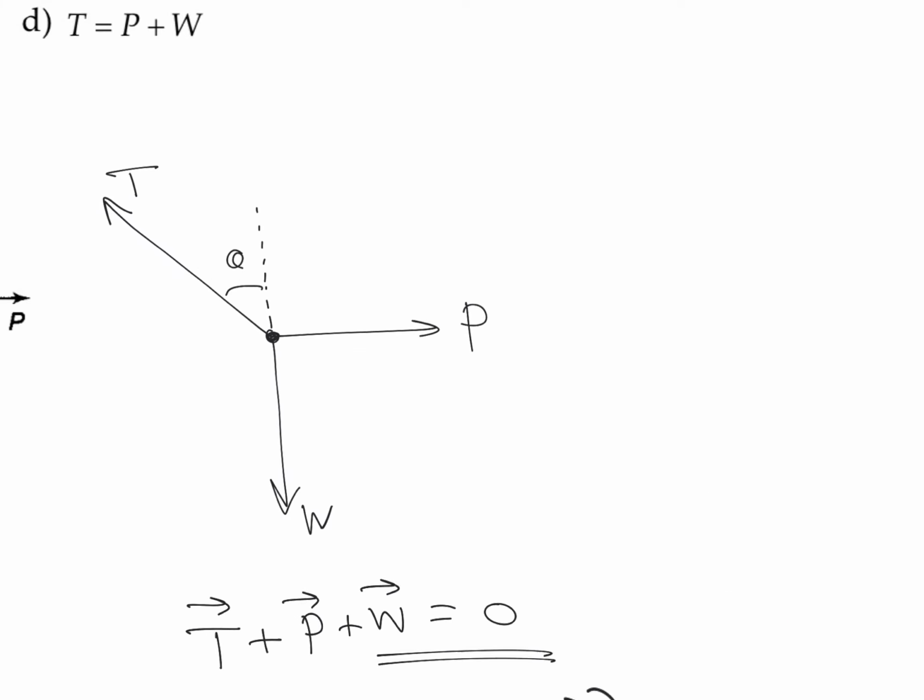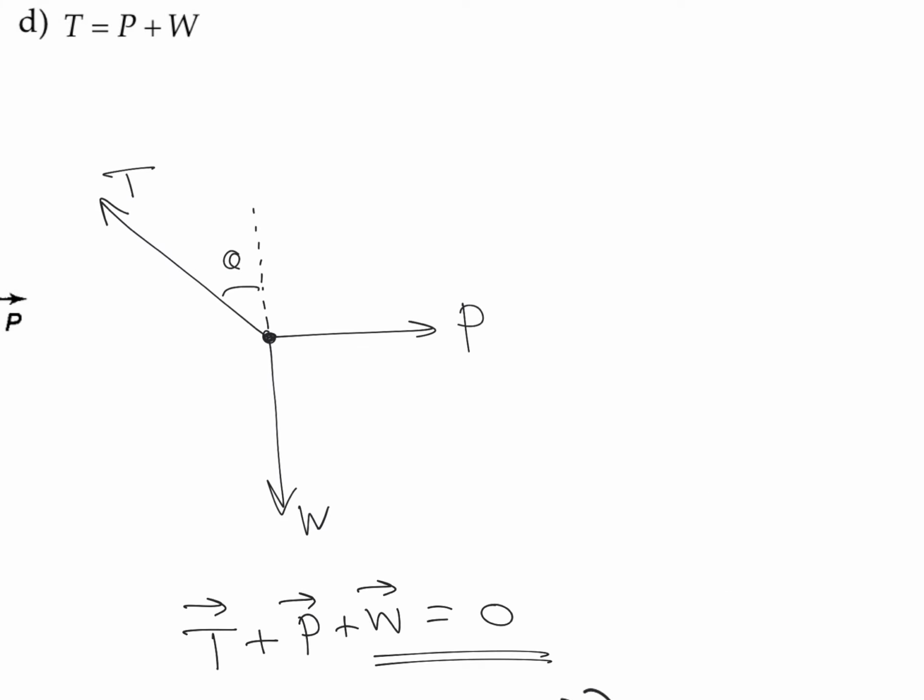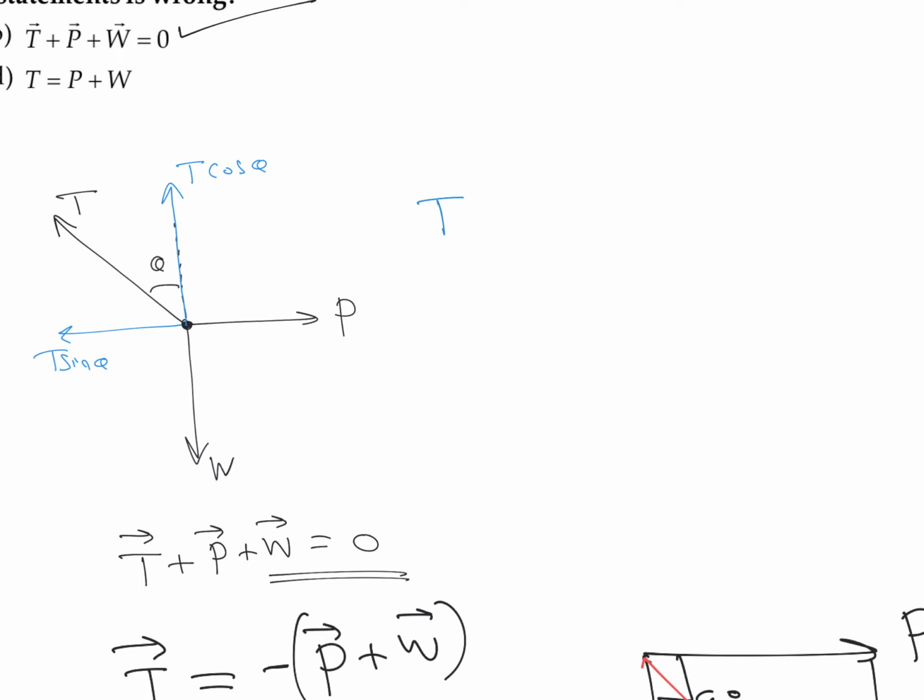Now, again from this diagram, suppose I resolve this T into its components. What is the component of T along this direction? This is going to be T cos theta, and this component is T sin theta. So we can write the value of T sin theta is equal to P, and the value of T cos theta is equal to W. Now if we go for equation number 1 divided by equation number 2, we can say that tan theta is equal to P divided by W.